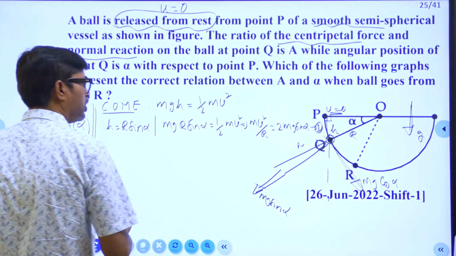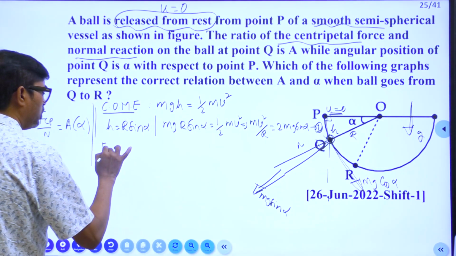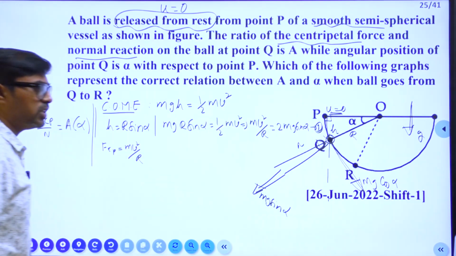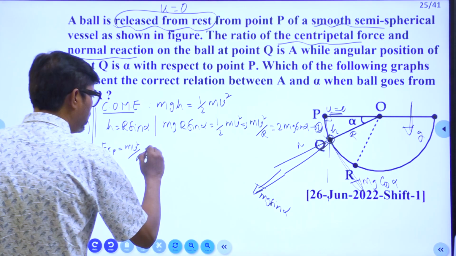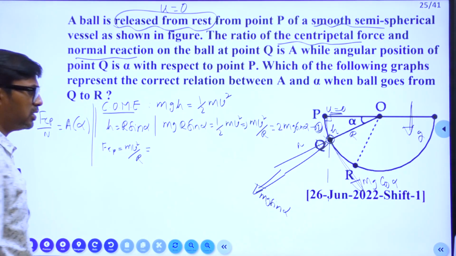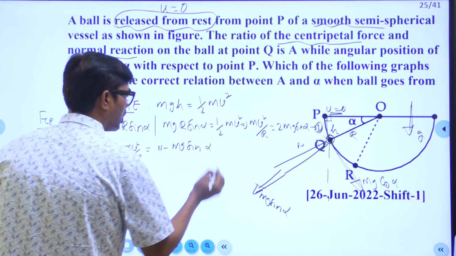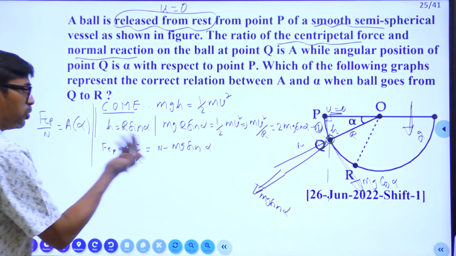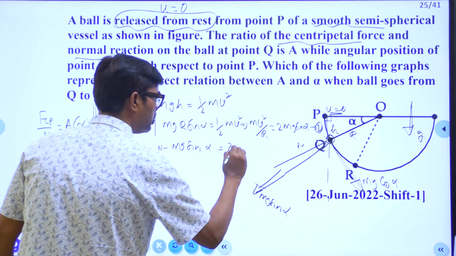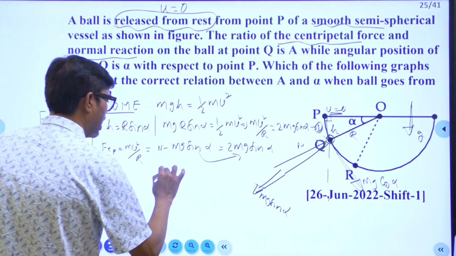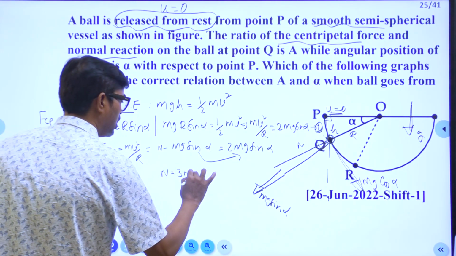So the same centripetal force, mv square by r, which we already got as 2mg sin alpha, should also be equal to the net force directed towards the center, which is N minus mg sin alpha. So from there I can calculate N also. mv square by r we got; you can substitute it as 2mg sin alpha. So you take this side and you will get N equal to 3mg sin alpha.